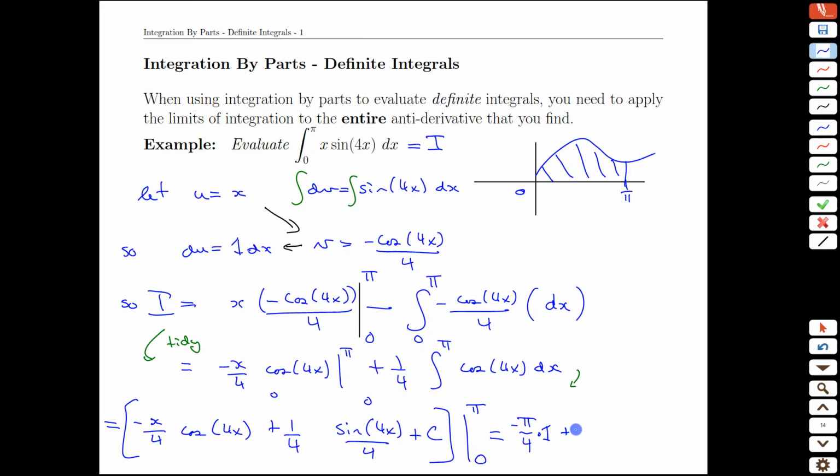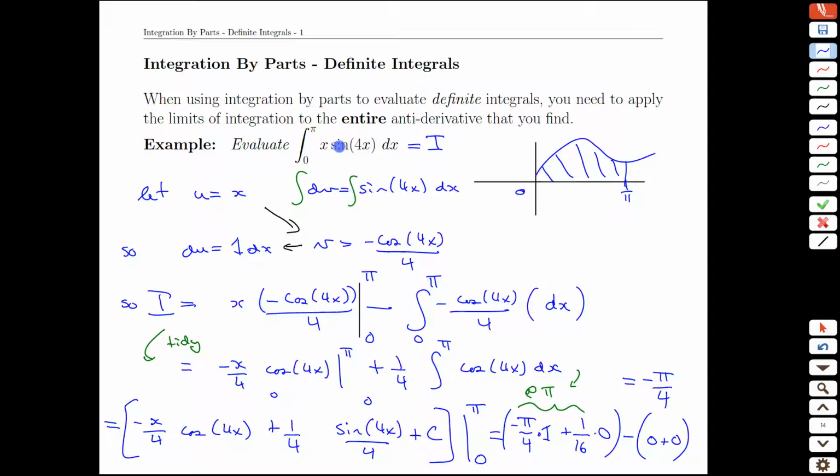Plus 1/16 sine of 4 pi, but sine of 0 is 0, sine of 4 pi, 2 pi, all those multiples are also 0, so that's times 0. And if you want, you can do the plus c, but we also know it's going to cancel on the other side. So here we're evaluating at pi, and then we're going to sub in the 0, which turns out to be even easier because we have 0 here, and sine of 0 is 0. That all goes away, and so our final answer is simply negative pi over 4.